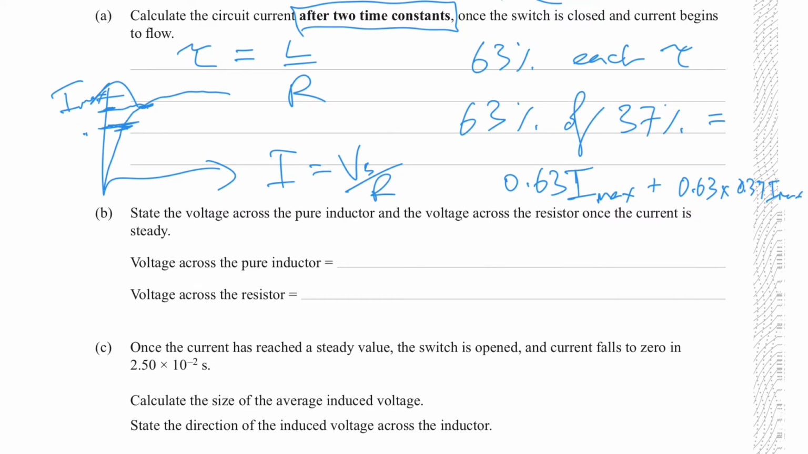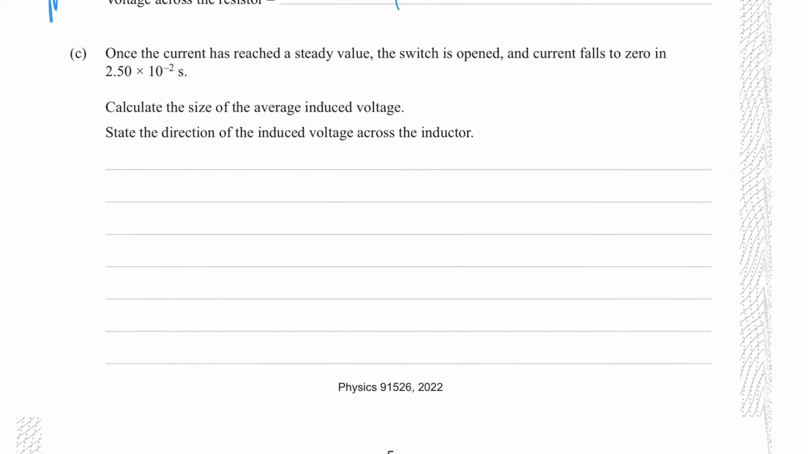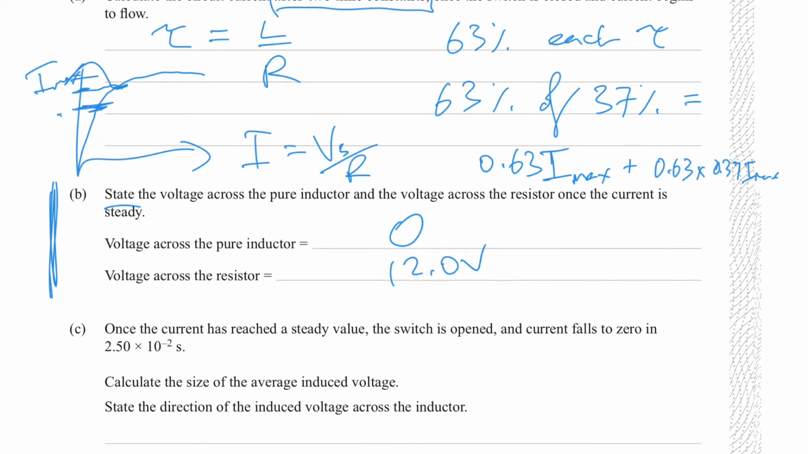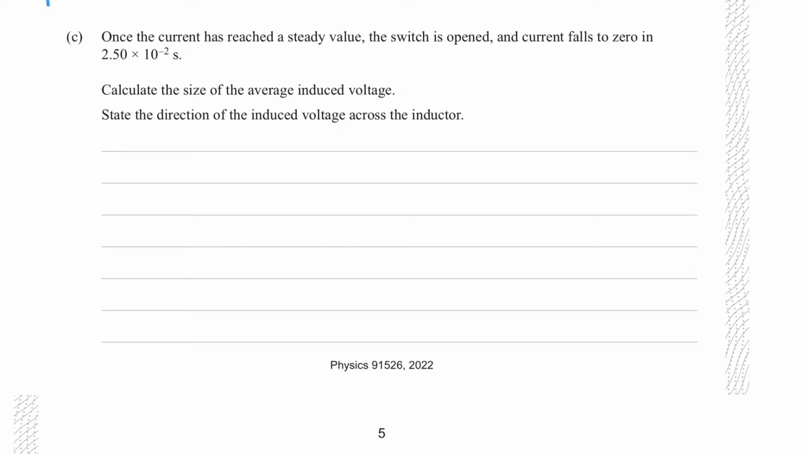B, state the voltage. State says we're not going to do some calculating, but state the voltage across the pure inductor and the voltage across the resistor once the current is steady. That would have been a nicer question to have first, just to lead you into it. But in any case, voltage across the pure inductor, once the current is steady, is 0. Voltage across the resistor is going to be the 12 volts. This is a bit silly actually asking that, frankly, because you can't do the question beforehand without that. Anyway, it should be assumed, and it'd be pretty obvious if you're marking this, what you're calculating and why you're doing it, but maybe it's worth stating it explicitly.